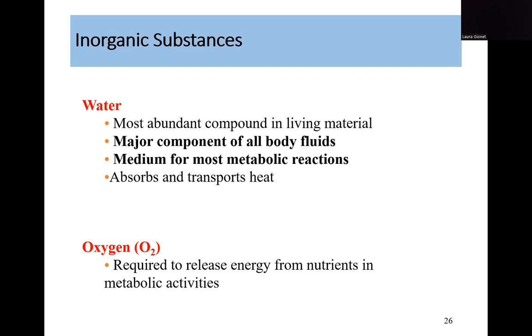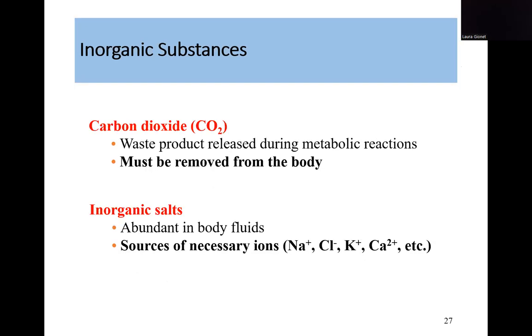It's in the mitochondria that we're going to take some of these sugars and combine them with oxygen. At different stages, we change those molecules into energy currency called adenosine triphosphate, or ATP. Carbon dioxide is a waste product released during metabolic reactions and must be removed from the body.